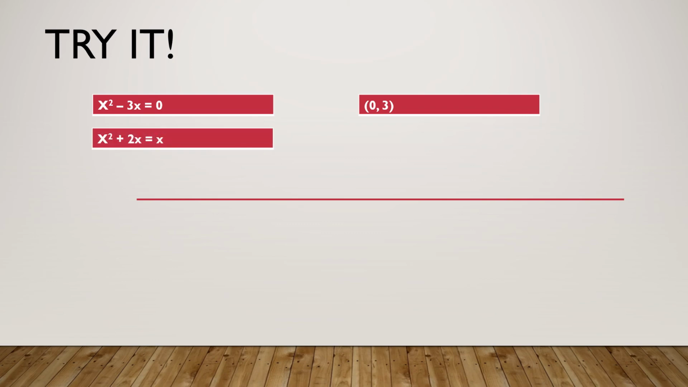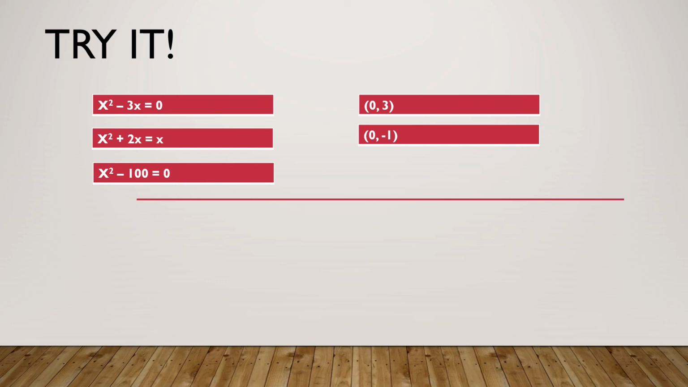Second is x squared plus 2x equals x. Okay, first you have to transpose x to the left side, so it becomes x squared plus 2x minus x equals 0. Then combine like terms, so it becomes x squared plus x, right? Then factor, so x times x plus 1. So the solutions would be 0 and negative 1.